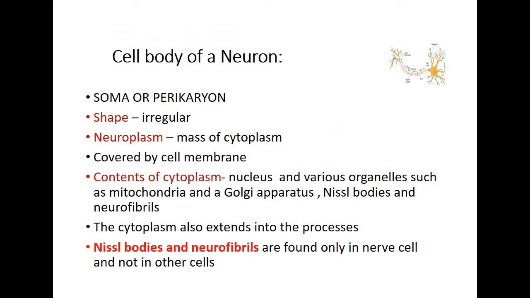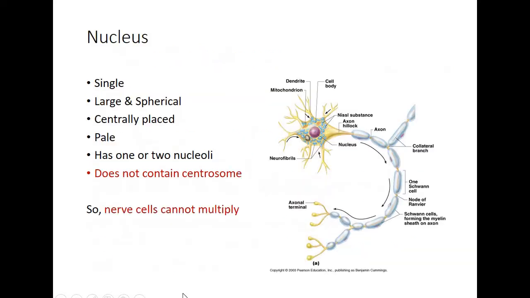First, we'll discuss the cell body of the neuron. It is also called soma or perikaryon. It is irregular in shape. The mass of cytoplasm is also called neuroplasm. It is covered by a cell membrane, and the various contents of the cytoplasm are the nucleus and various organelles like the mitochondria, Golgi apparatus, Nissl bodies, and the neurofibrils. The Nissl bodies and the neurofibrils are found only in the nerve cells and not in any other cell.